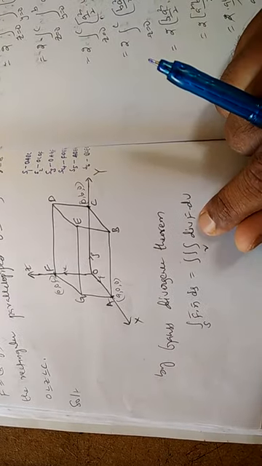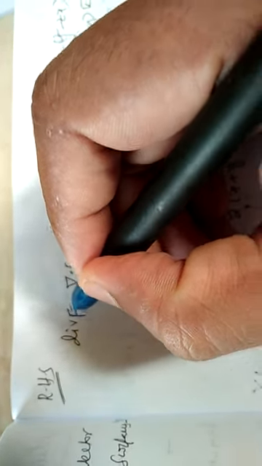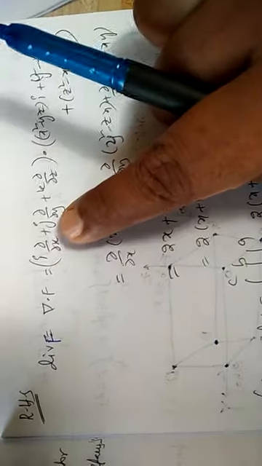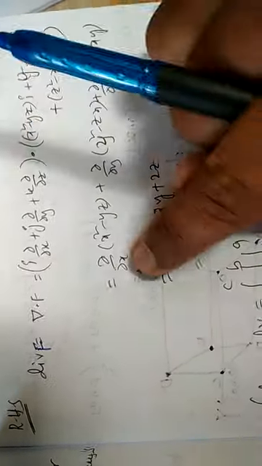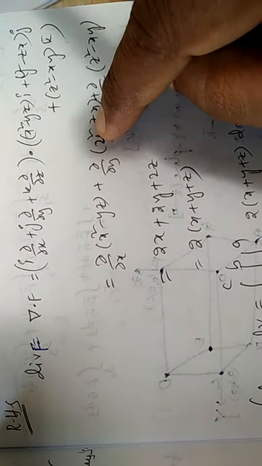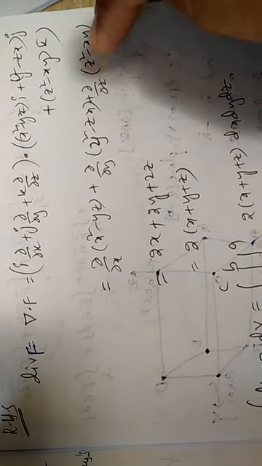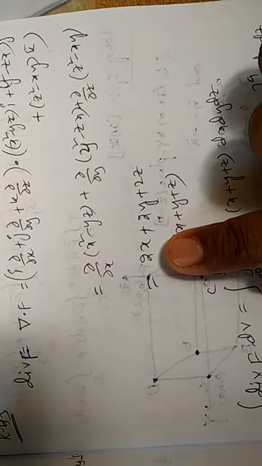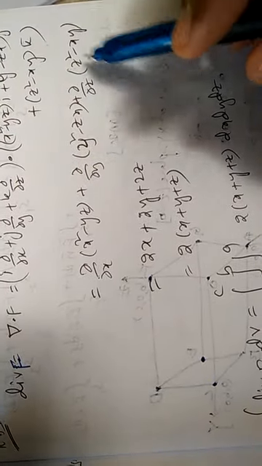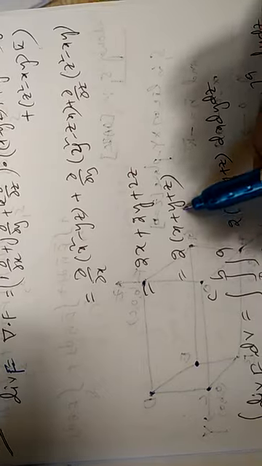Now first the RHS. For finding the RHS, first find div F. Div F equals del dot F. Now i dot i is 1, so we have dou by dou x of (x square minus yz) plus dou by dou y of (y square minus zx) plus dou by dou z of (z square minus xy). With respect to x the derivative is 2x, with respect to y it is 2y, with respect to z it is 2z. So div F is 2 times (x plus y plus z).